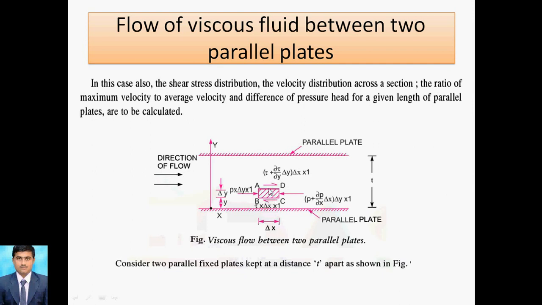Similarly we have to put up the force on the AD surface: tau plus dou tau by dou y, delta y, into delta x into 1. Only the delta y changes. If delta y is 0, BC and AD will be the same, and only tau delta x into 1 remains. Like this we manipulate the equation. These are the formulations we consider here, and the flow is from left to right. This thickness is t.